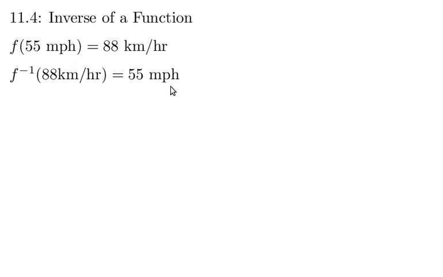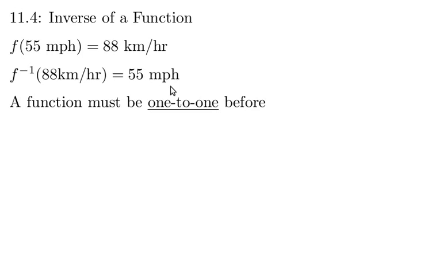But before we can invert a function, it must be one-to-one before we can find its inverse. So, to explain what it means for a function to be one-to-one, you can think of a function as a set of ordered pairs.